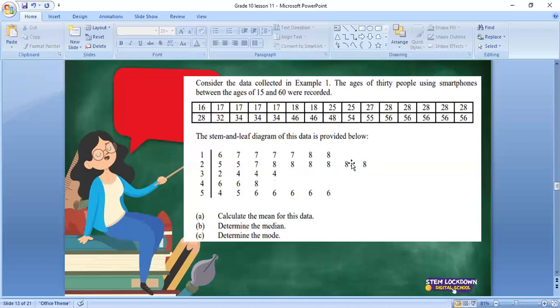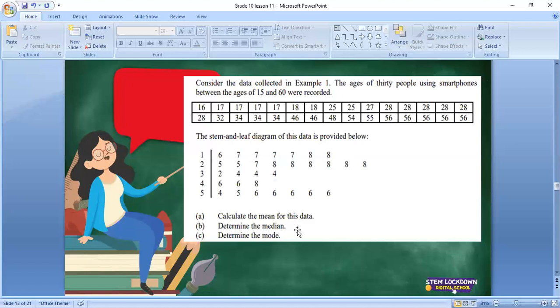So 28 is in position number 15. 28 is in position number 16. So these are the 2 middlemost positions. To find the median, we add the 2 together. And remember, this one is 28 because we have the 20 value here at the stem, and the leaf is the 8, so the actual number is 28. So we have 28 and 28 as our 2 middlemost numbers. We add them together and divide by 2. So 28 plus 28 divided by 2 gives us 28. That means our median is 28.